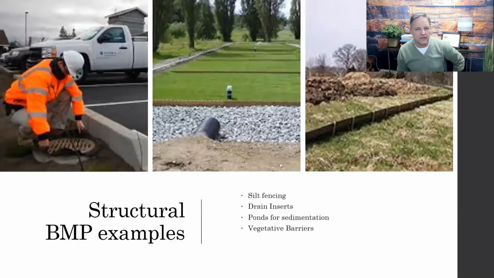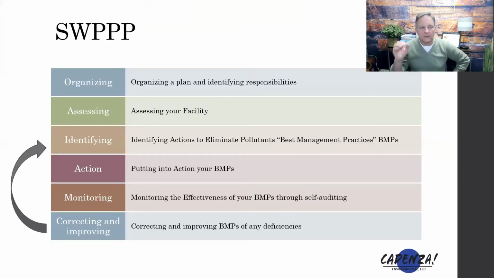Structural BMPs, on the other hand, are actually physical barriers that are in place to help prevent stormwater pollutants from getting off site. Things like silt fencing in construction areas, drain inserts to capture anything that's going into a stormwater drain that shouldn't be going in, or trash and garbage and sometimes sediments or large materials, ponds for sedimentation, vegetative barriers, for example, that can be used to filter stormwater before it goes off site. Wetlands can also be used sometimes as stormwater retention and treating stormwater before it goes off site. Just some examples of structural BMPs.